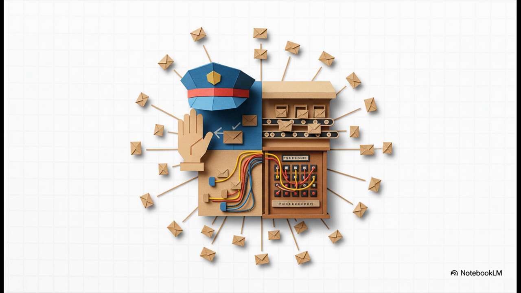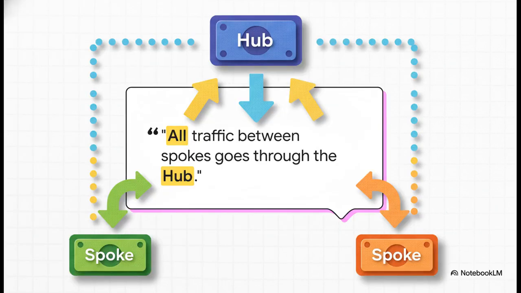No way around it. Look, if you remember only one single thing from this entire explainer, make it this golden rule. In Phase 1, all traffic between spokes goes through the hub. That's it. That is the single defining characteristic that separates it from all the more advanced phases to come.